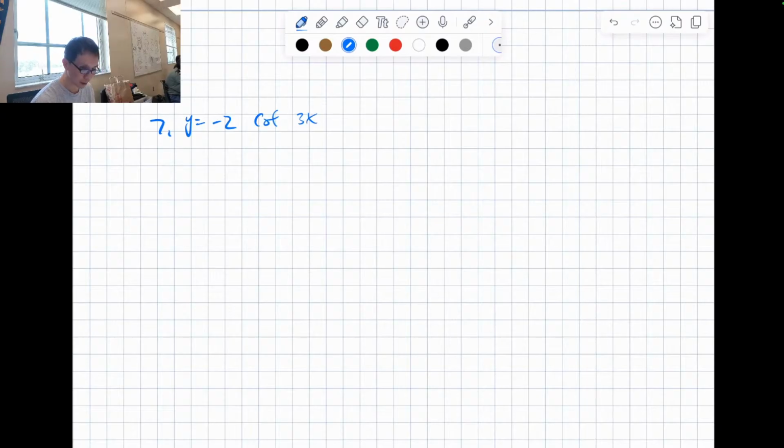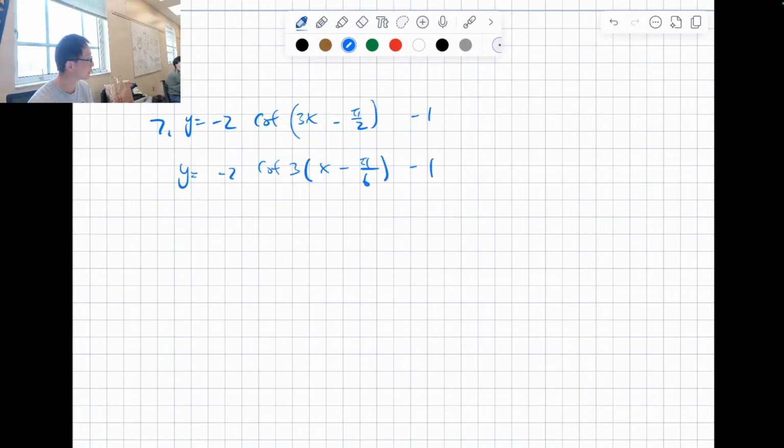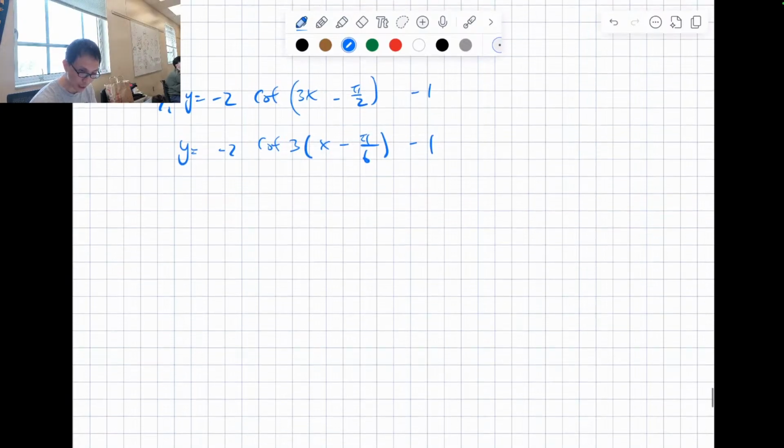3x minus pi over 2, minus 1. Okay, so this is a parenthesis, right? So what you're gonna do is take out a 3 first. If you take out a 3, that's gonna be pi over 6, minus 1. On your graph, it does have a pi over 6 on it, which is good. Also, this 3 is the input. However, the negative 2 is a stretch.